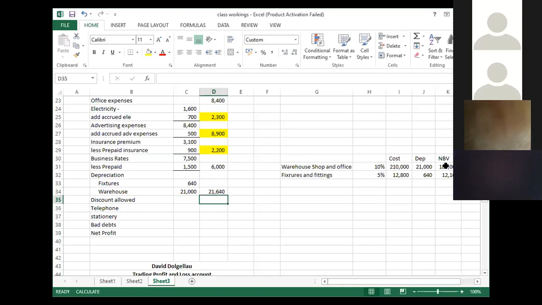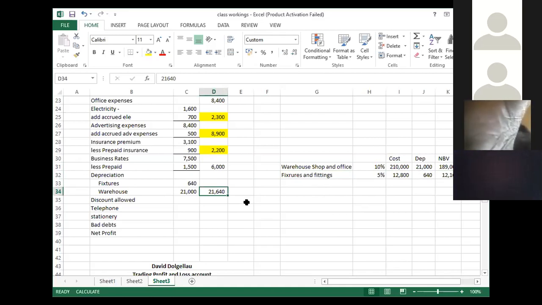I've said that this net book value amount will go to the balance sheet as the new amount for those assets. So when we prepare the balance sheet, these are the numbers that we'll use for warehouse and for fixtures, and not the original numbers, because we are assuming that the asset has depreciated in value. Good. That gives 21,640.